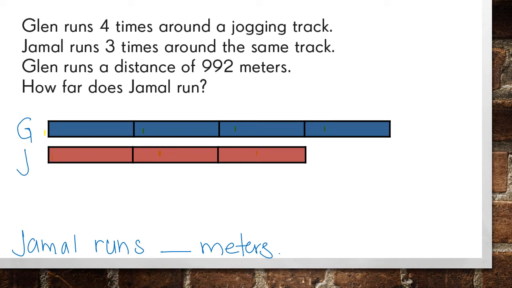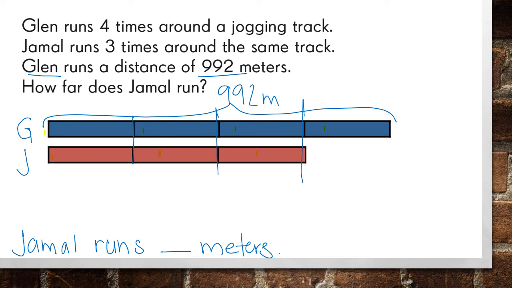So they're running around the same track. So we know that if Jamal's run around once and Glenn's run once, they've run the same amount. If they both run twice, they've run the same amount. If they both ran 3 times, it would be the same amount. But do you see how Glenn went a little bit further? So here's what we know. Glenn runs 992 meters. Jamal runs less because he went 3 times around. So this amount is 992 meters.